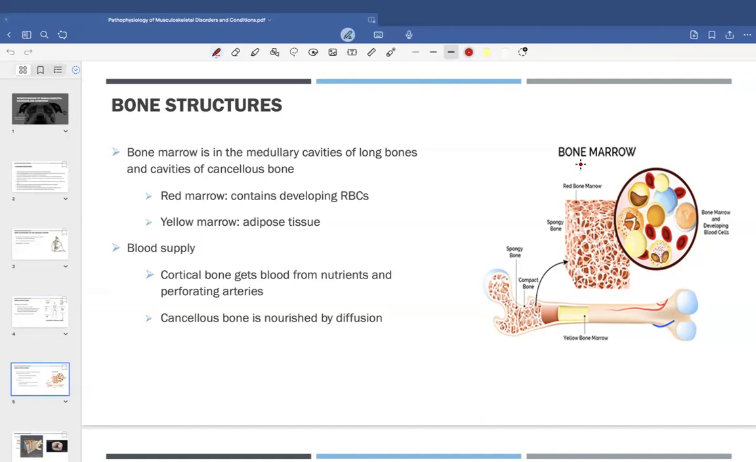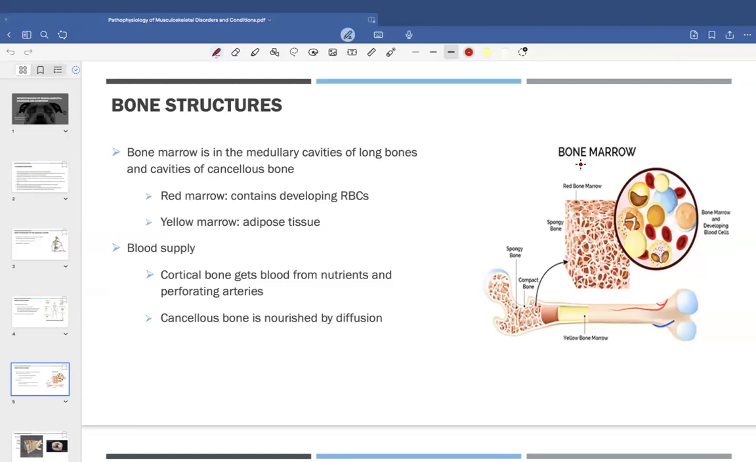So, the blood supply itself, the cortex has those Haversian canals, and it has nutrient arteries that penetrate these canals to supply the bone with what it needs. Now, in the spongy bone, the cancellous bone, it actually occurs through diffusion. It's a little bit different. Okay, remember there was a question on the exam in AMS that a lot of you got wrong, about how the blood gets there.